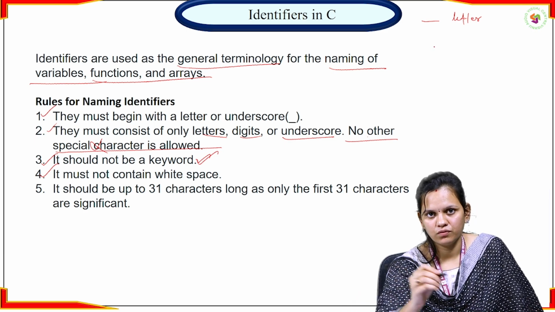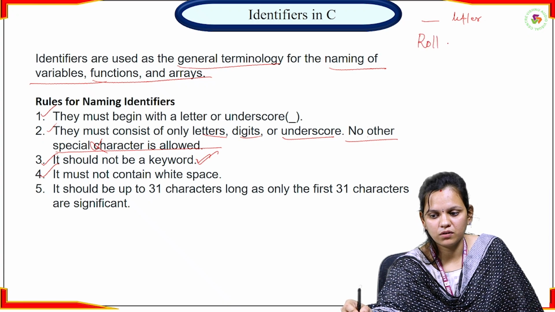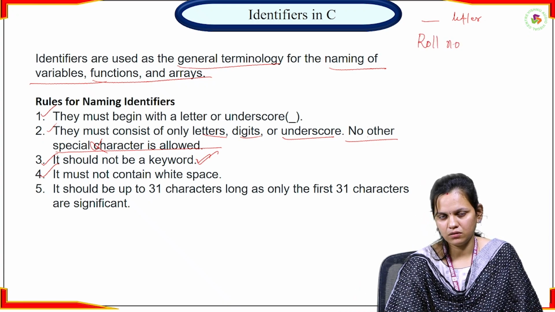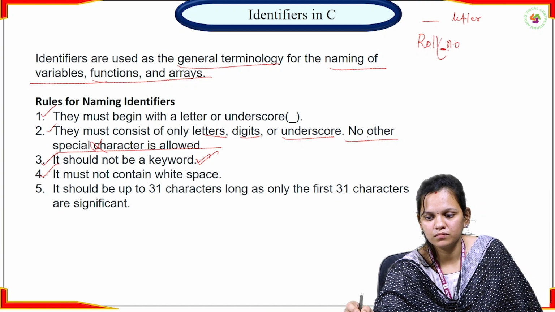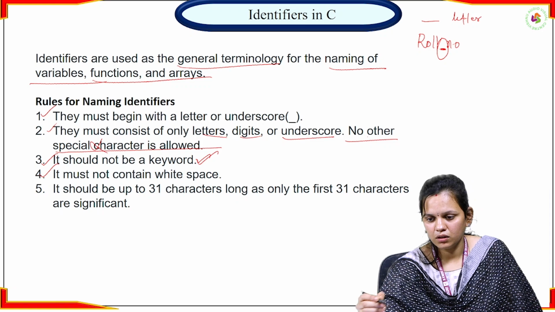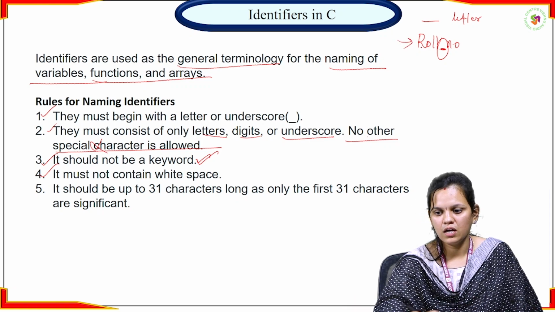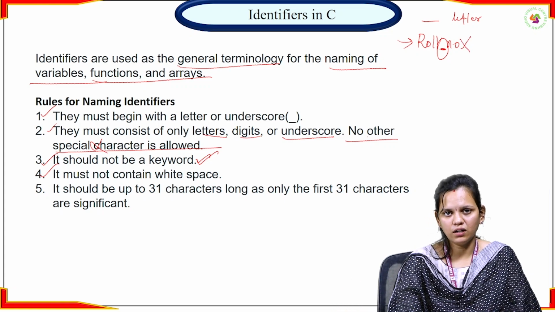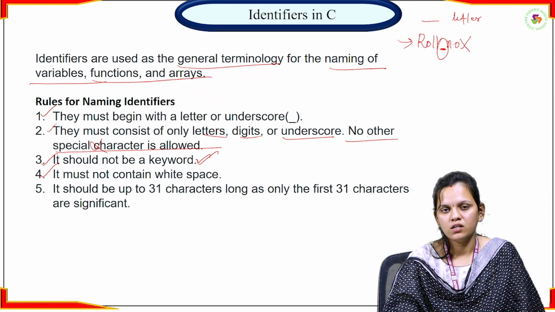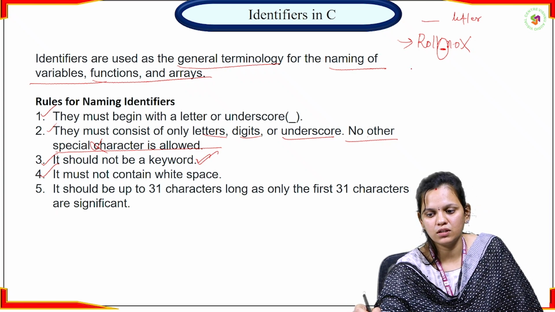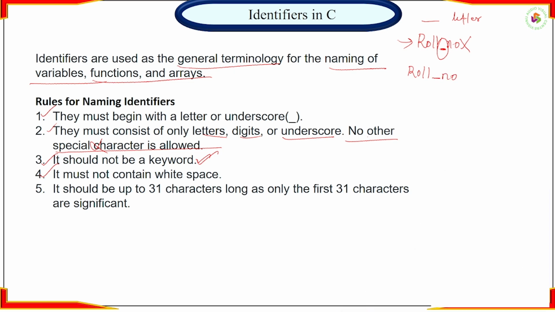If I am naming a variable, suppose my variable name is roll number, and when I declare the variable I use white space in between these two words, then this is not a valid identifier. So it must not contain white spaces in between. If you want to write two different words there, you just use an underscore, like roll_number.